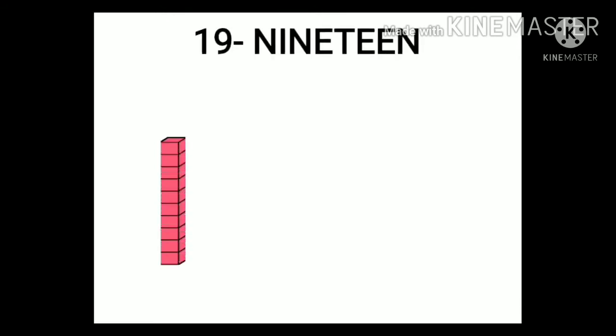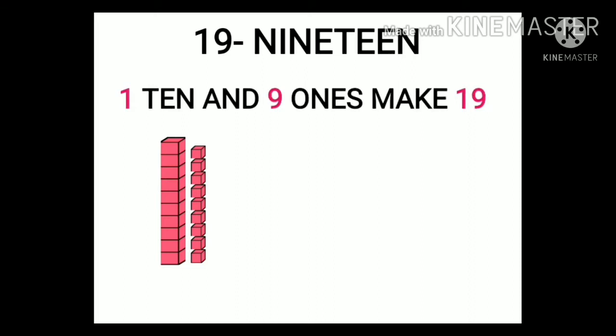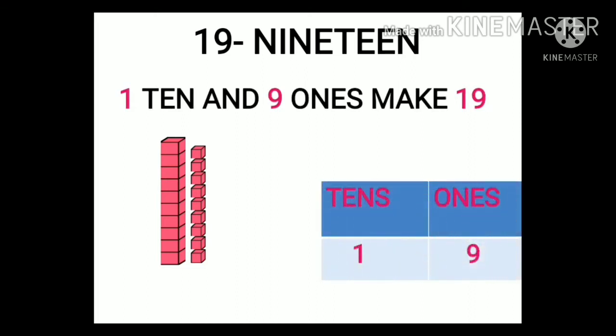Next number is 19. Take 1 ten. And how many ones should be there? Yes, it should be 9 ones: 1, 2, 3, 4, 5, 6, 7, 8 and 9. Isn't it? So the number is 19. And 1 ten and 9 ones make 19. So there are 9 ones and 1 ten in the number 19.